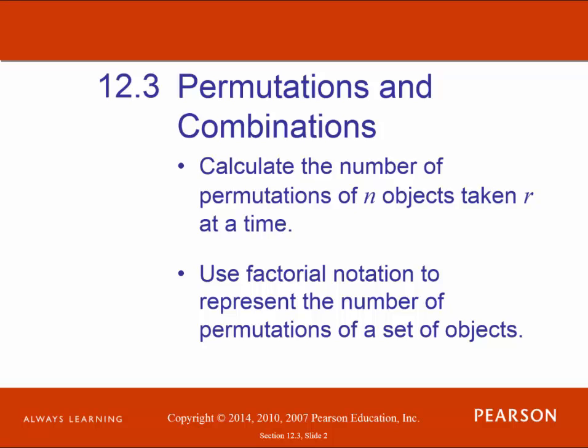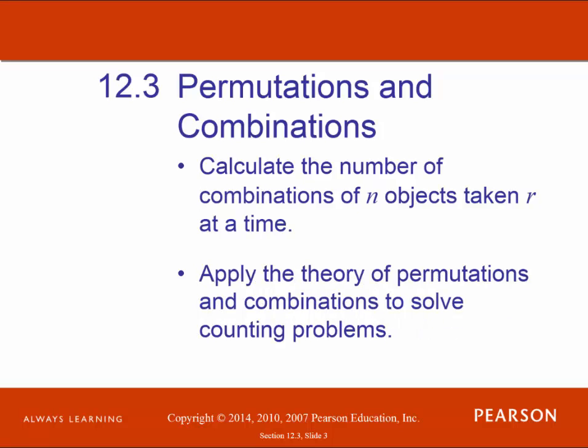We're going to calculate the number of permutations of n objects taken r at a time. We're going to use factorial notation to represent the number of permutations of a set of objects. Then we're going to calculate the number of combinations of n objects taken r at a time, and then we're going to apply the theory of permutations and combinations to solve some counting problems.